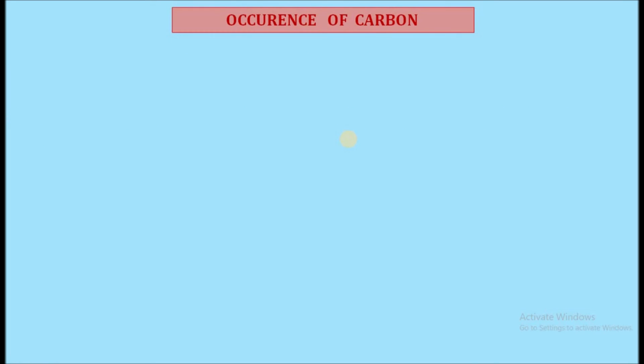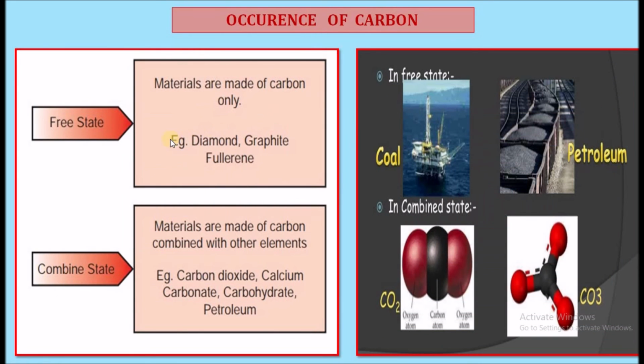Now we will see in which form the carbon occurs in the environment. There are two states in which the carbon occurs in the environment. First one is the free state and the second one is the combined state. Firstly, we will talk about the free state. Materials that are made up of carbon only, they occur in the free state. The examples are diamond, graphite and fullerene.